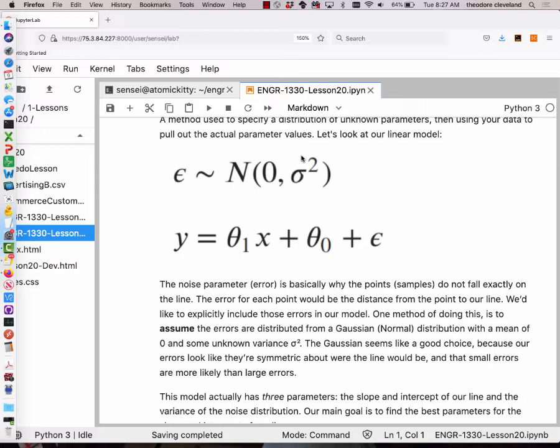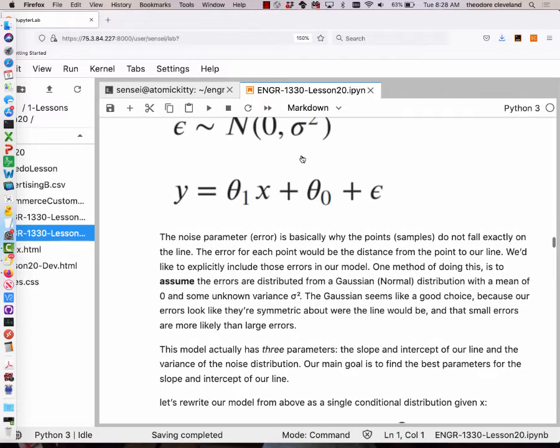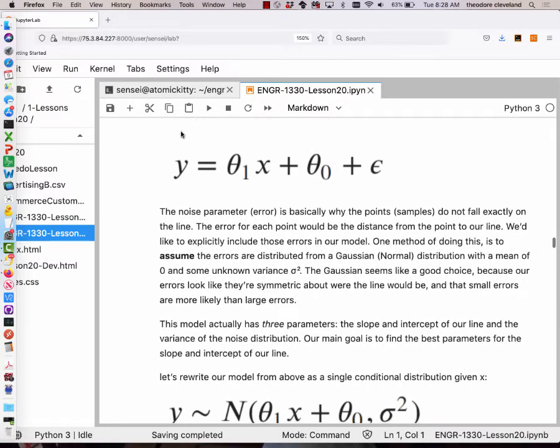Okay, so let's pretend for the time being that that's indeed the case, that the errors or the residuals are roughly normally distributed with a mean of 0, meaning that we're aiming the pistol in the right place, and a standard deviation of sigma, and our shakiness is whatever sigma is. We can think of this epsilon as a noise parameter. The noise is fundamentally why the points don't actually fall on the line, assuming the process is linear. The error for each point is the distance from the point to our line.